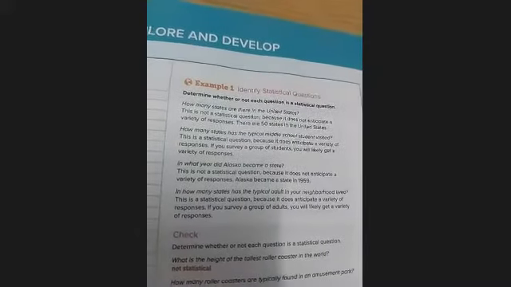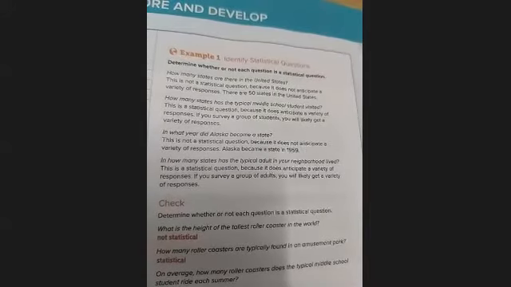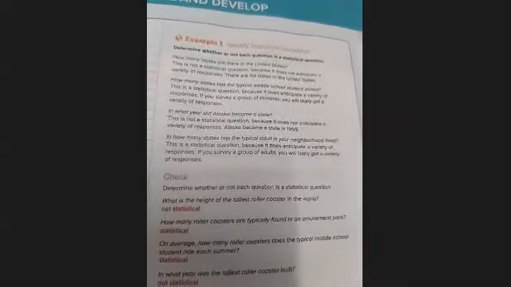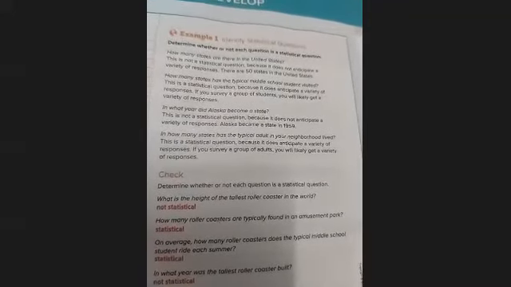How many roller coasters are typically found in an amusement park? Statistical. Good. Three: On average, how many roller coasters does the typical middle school student ride each summer? Statistical. In what year was the tallest roller coaster built? Not statistical. So the first one, not statistical, and the last one, not statistical.